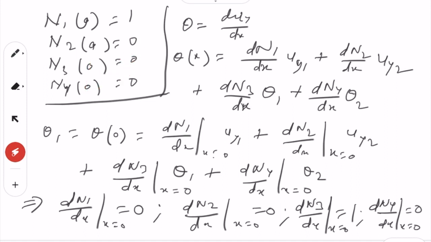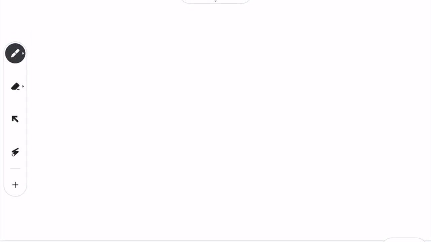And similarly here also, when we do the derivative of this one, and if we put L here, then theta 2 becomes theta L, and all values become x equal to L. Hence we will see that this value at x equal to L will be equal to 1, and all other derivatives have to be equal to 0.